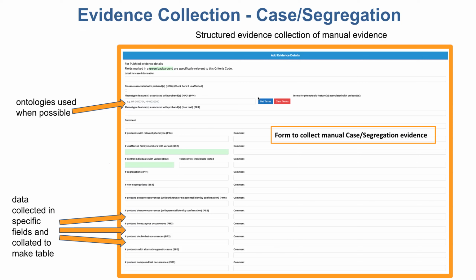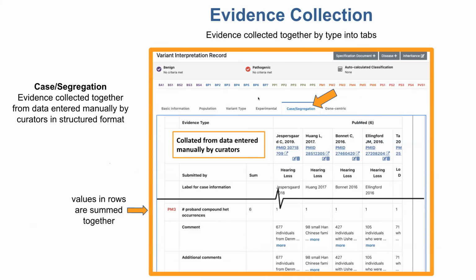So once evidence has been added from multiple sources, each of these values added from different sources are all collected together, and they're rendered into a single table at the top of the case segregation tab. And this summary table of the data allows you to see the collection of all the case segregation scores and the comments about those scores all together in one place. So you can easily scroll through the data. And it also means that the same types of data from different sources can be summed together to get total scores across the totality of all the evidence.